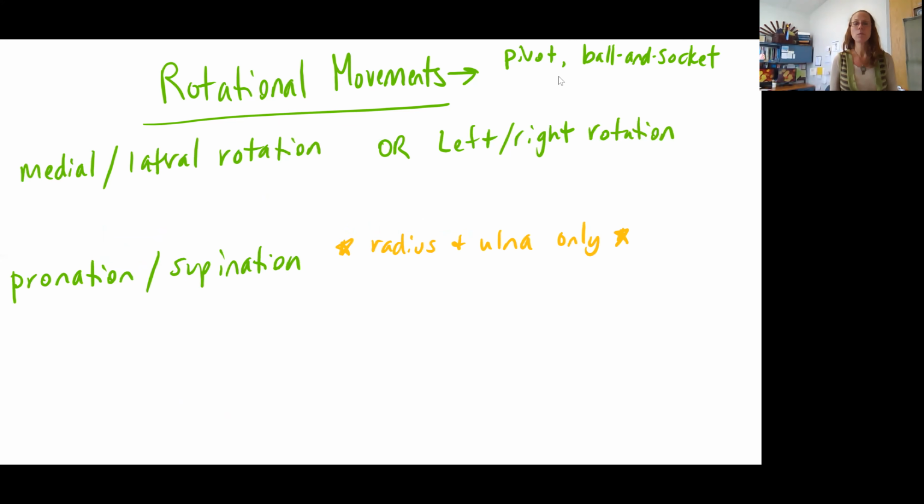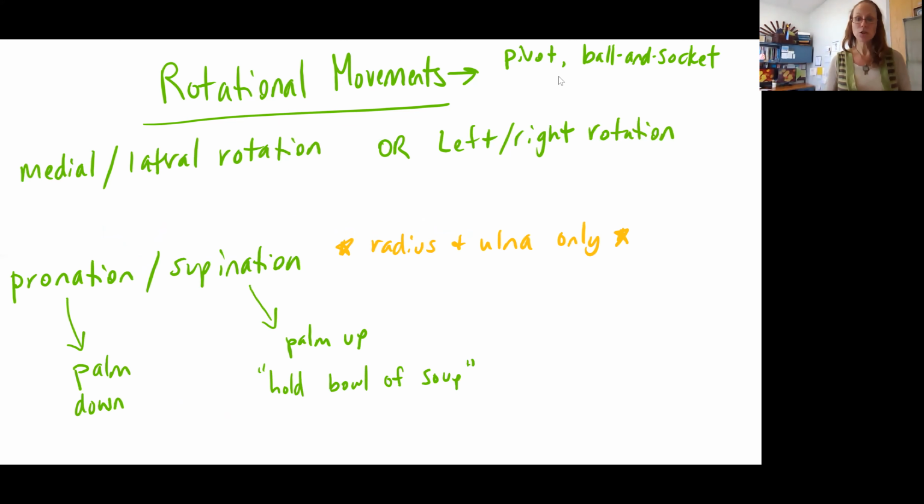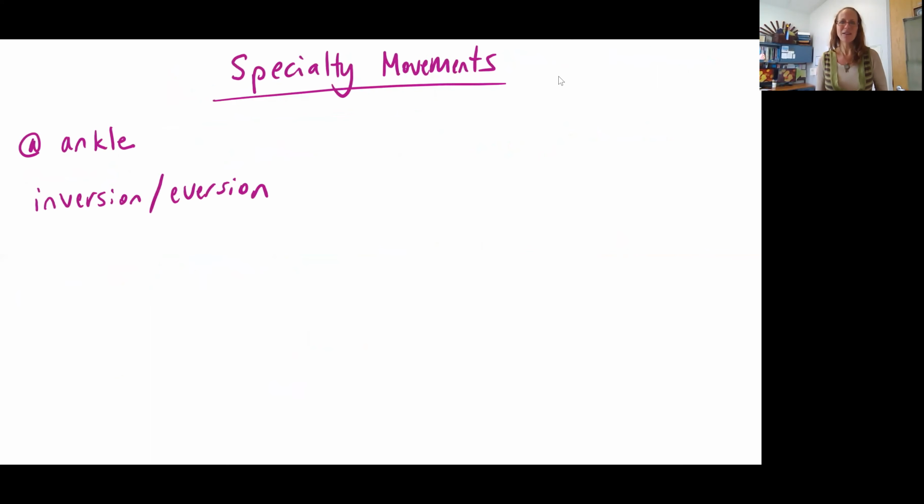Okay, next let's look at pronation and supination. These are specific to the forearm. So if you have your arm in anatomical position, you are in the supine position. If you take it palms down, that would be the pronation, or to pronate the hand there. You can use the memory device, and in the supine position, you can hold a bowl of soup in your hand. Okay, and then we have special type of movements.